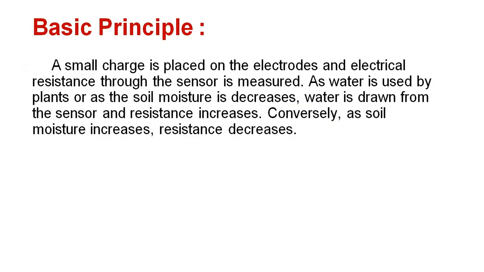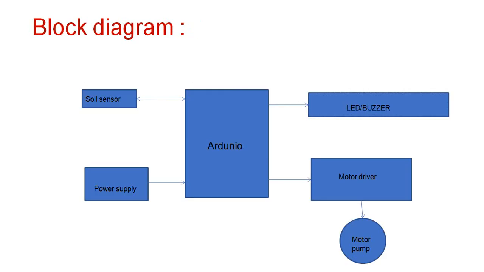The basic principle of my project is that a small charge is placed on the electrode and the electrical resistance through the sensor is measured. This sensor measures only electrical resistance or conductance. As water is used by the plants in the soil, moisture decreases, water is drawn from the soil, and resistance increases. Conversely, as the soil moisture increases, resistance decreases, a reciprocal relationship.